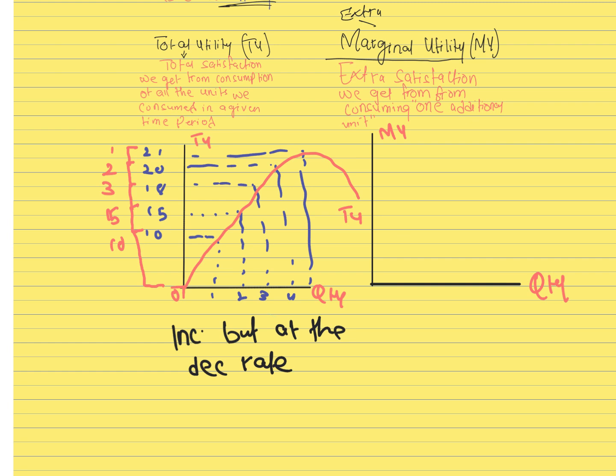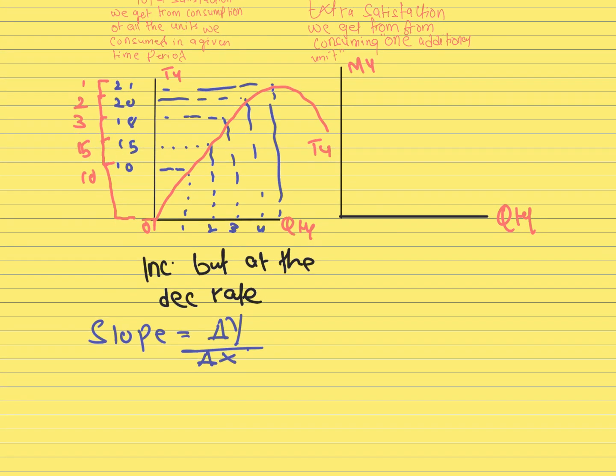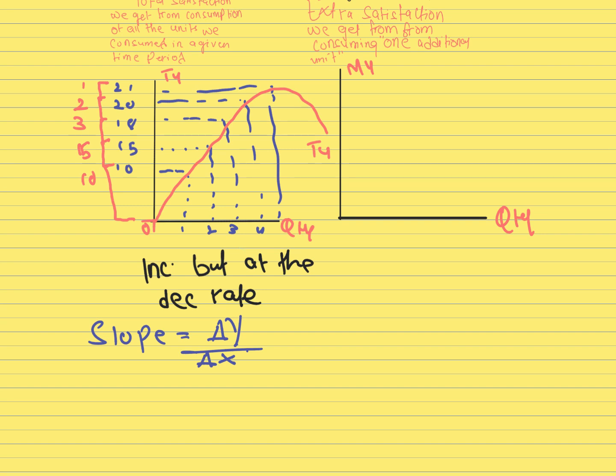The rate that we are talking about here is, in mathematical terms, called the slope. Now, what is the slope? The slope is the rate of change, or the formula for the slope is change in y upon change in x. Now let's see what the slope of the total utility curve will look like.